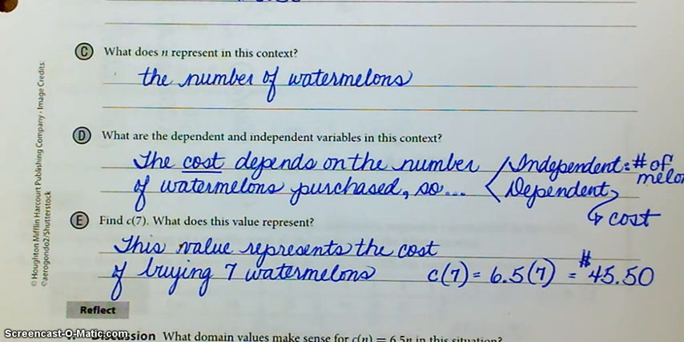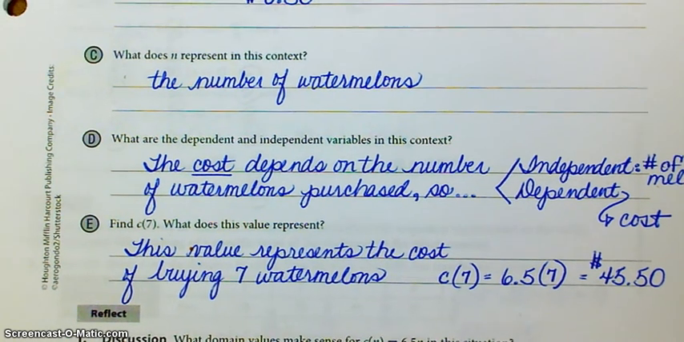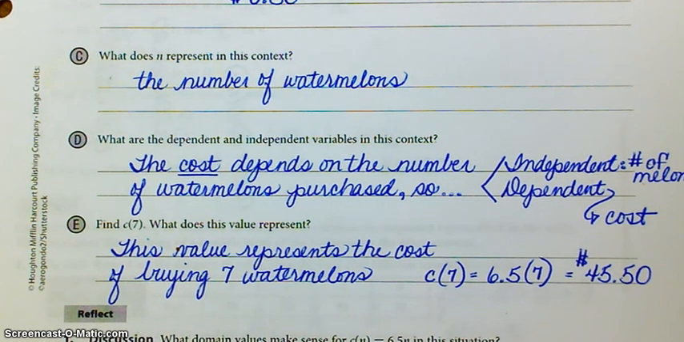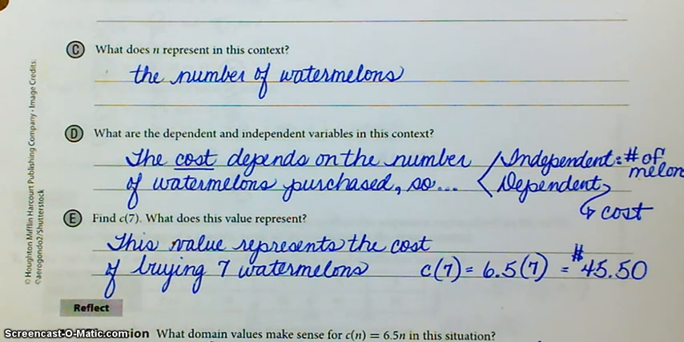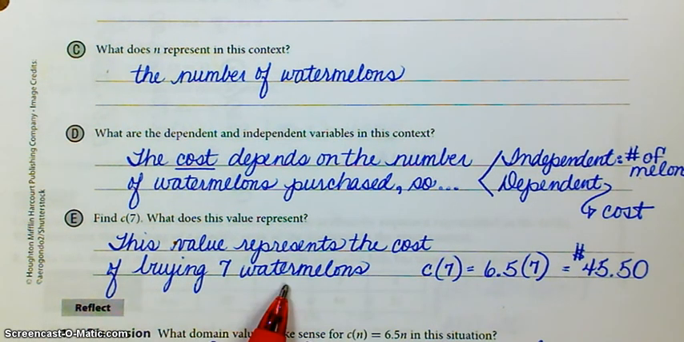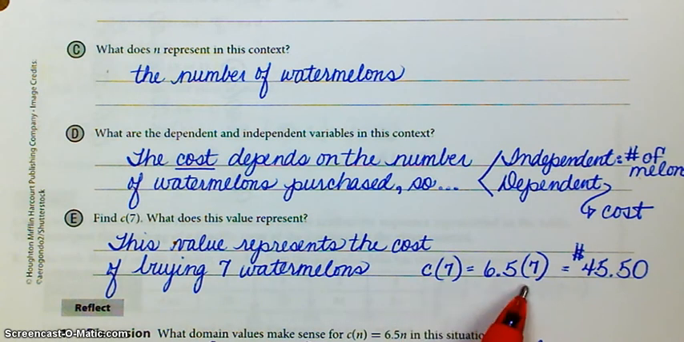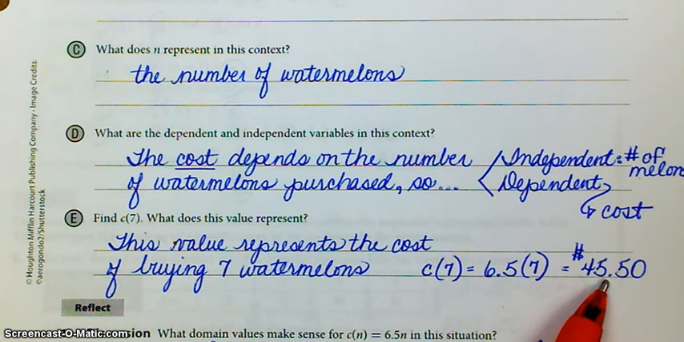And then it says to find C of 7, the value of the function when you are purchasing 7 watermelons. So this value represents the cost of buying 7 watermelons. I put in 7 for the n value, and if I did my math correctly, that should be $45.50.